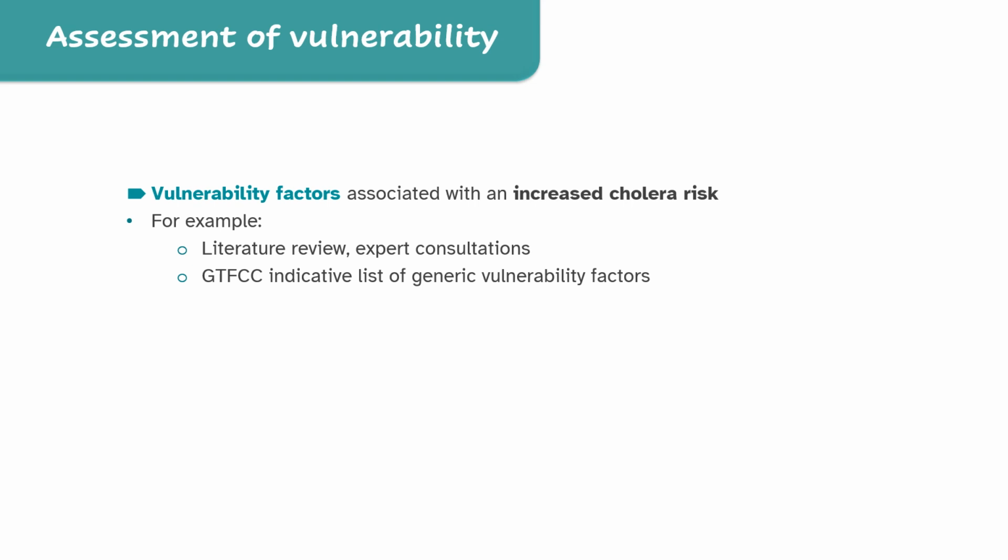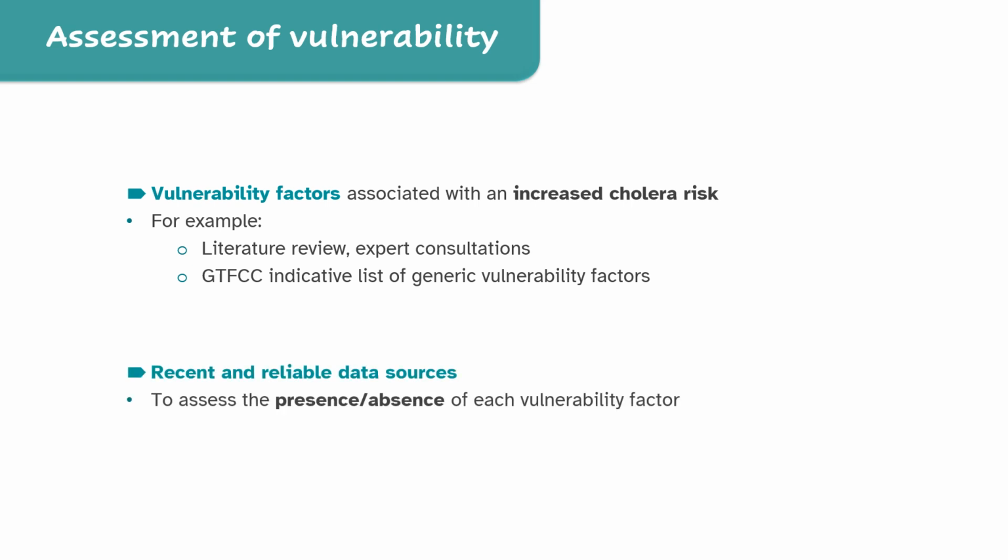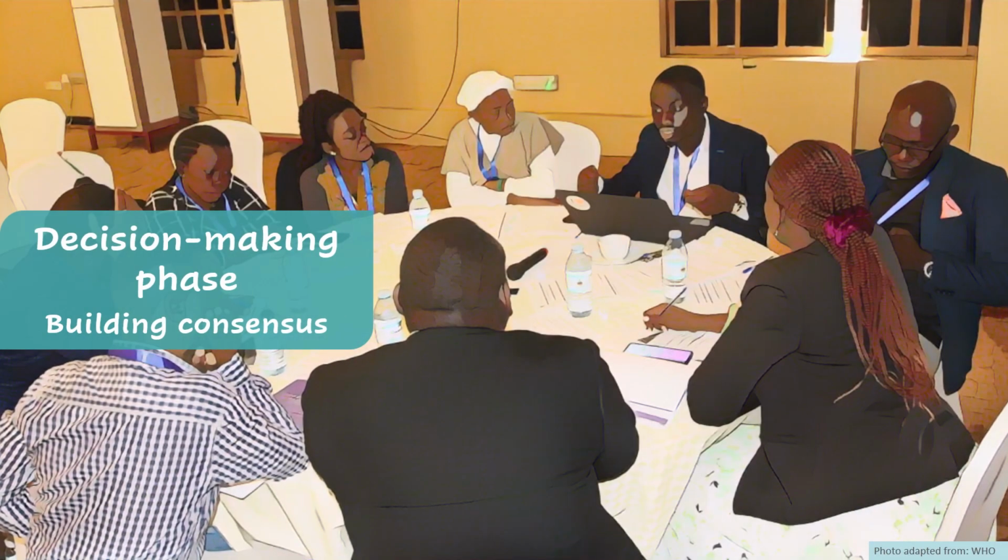A GTFCC indicative list of generic vulnerability factors may also be considered. Then, data sources should be identified to assess the presence or the absence of each vulnerability factor in each geographic unit that lacks reliability of the priority index. This completes the PAMI data-driven phase. We will now look into the decision-making phase.